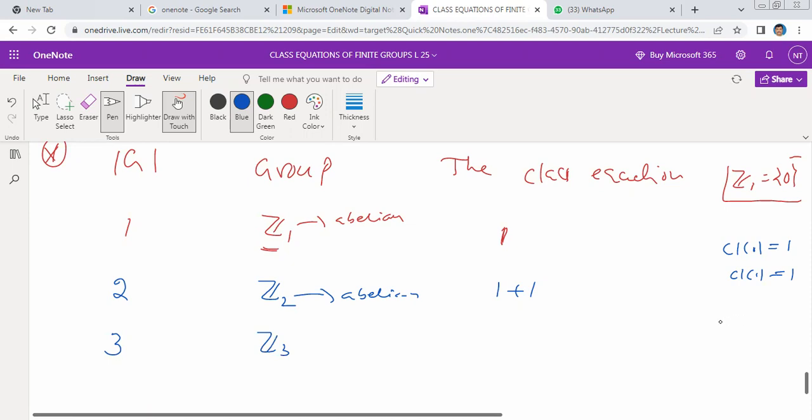Next, a group of order 3, isomorphic to Z3. A finite group of order 3 is isomorphic to Z3. Z3 contains 3 elements: 0, 1, 2. What is the classification of 0? 1. Classification of 1 is 1. Classification of 2 is also of order 1. Therefore, 1 plus 1 plus 1. Is it abelian? Yes, sir, it is abelian, because a group of prime order is always abelian as well as cyclic. Therefore each order of classification is 1, so 1 plus 1 plus 1.